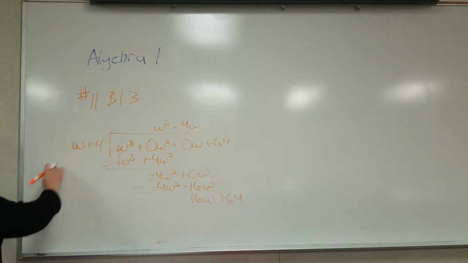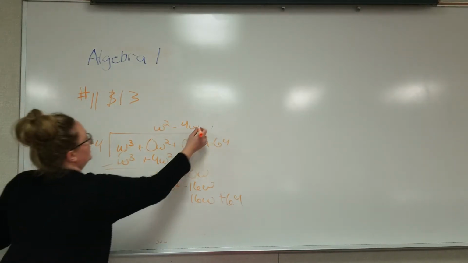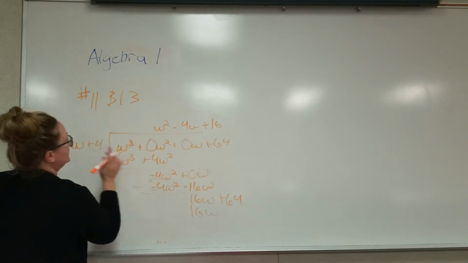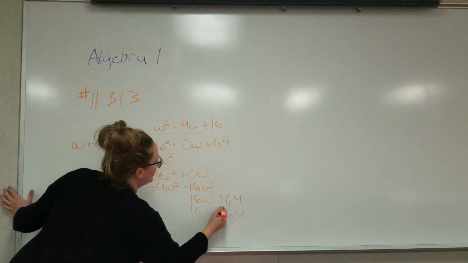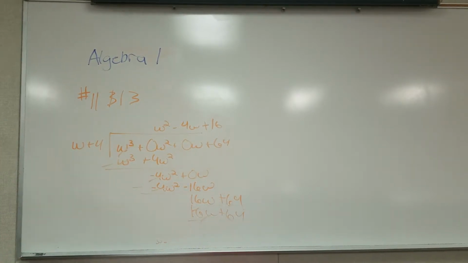Now what do I have to times w by to get 16w? That's right, just a 16. So 16 times w is 16w, and 16 times 4, would you believe it, is 64. And those are both going to eliminate. And your answer is going to be w squared minus 4w plus 16.